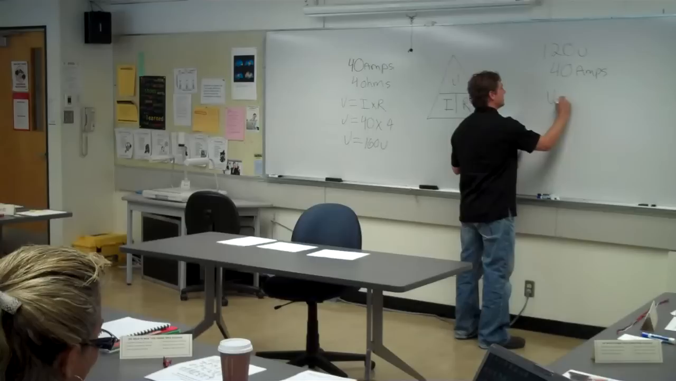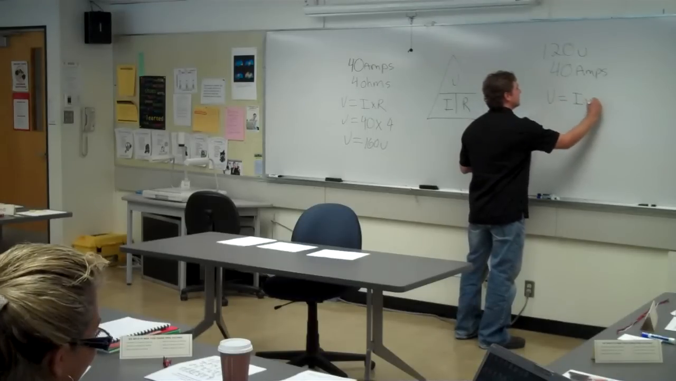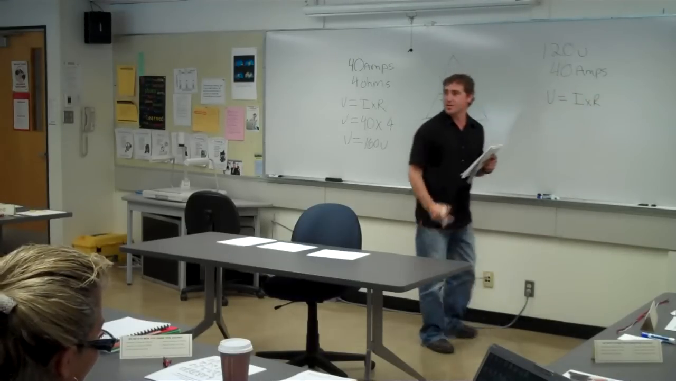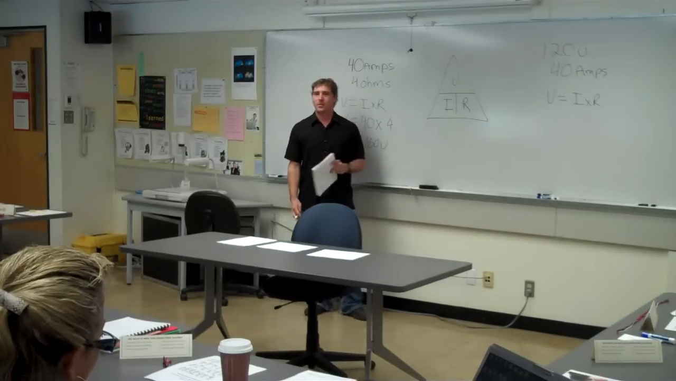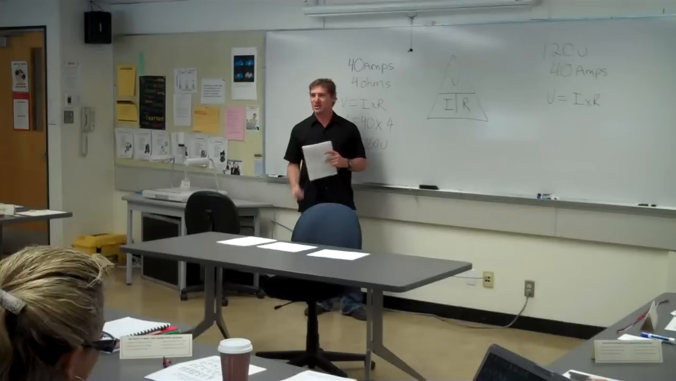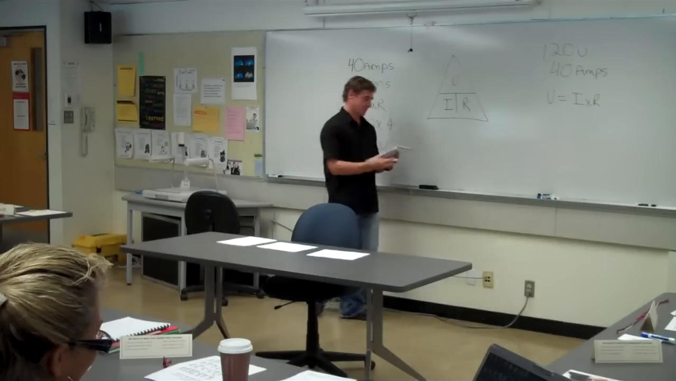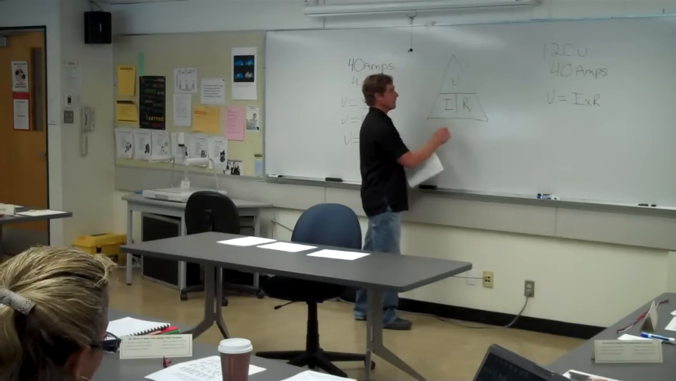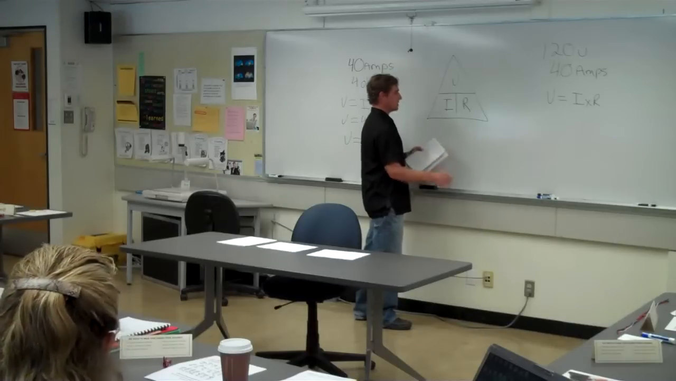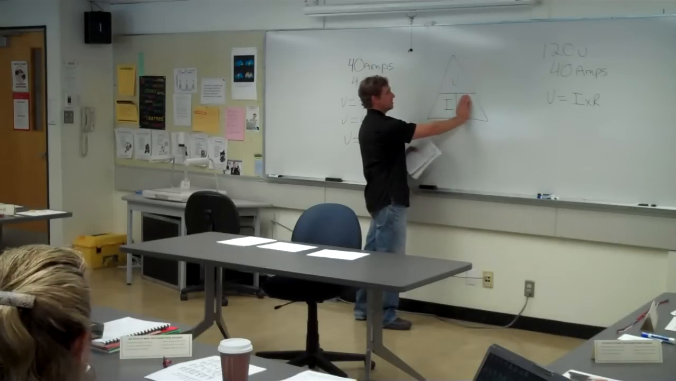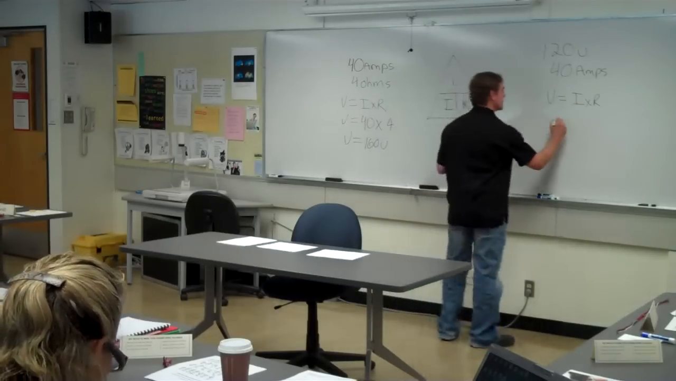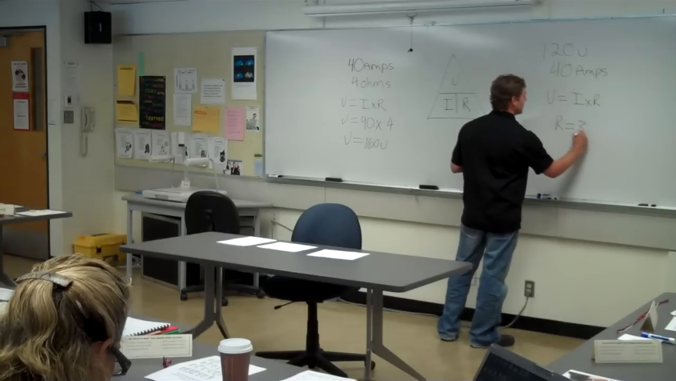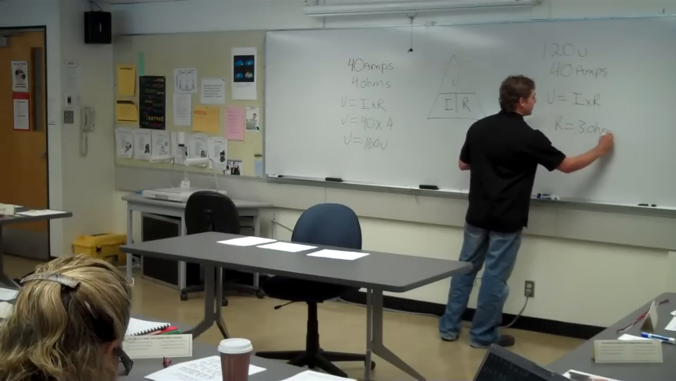Using the triangle here, does anyone have the answer? 3. So what are we looking for? The resistance, so you're covering up the R. So volts divided by amps, 120 divided by 40, is 3. So you have 3 ohms. So R would equal 3 ohms.